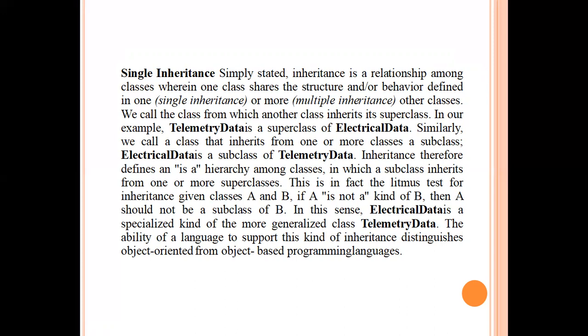So a customer can share the attributes of bank and account, which is called multiple inheritance. That is single inheritance, and the next one is multiple inheritance. In our example, telemetry data is a superclass of electrical data.